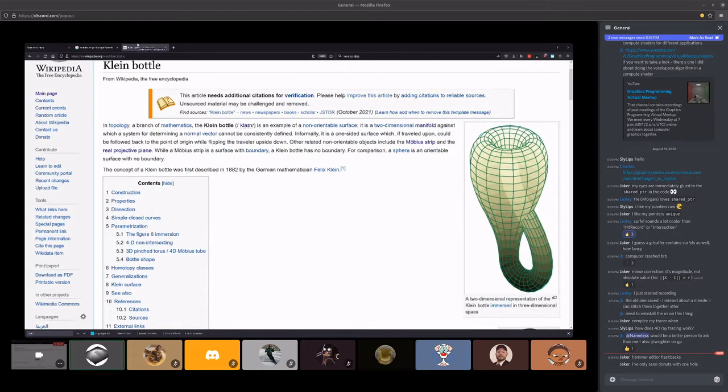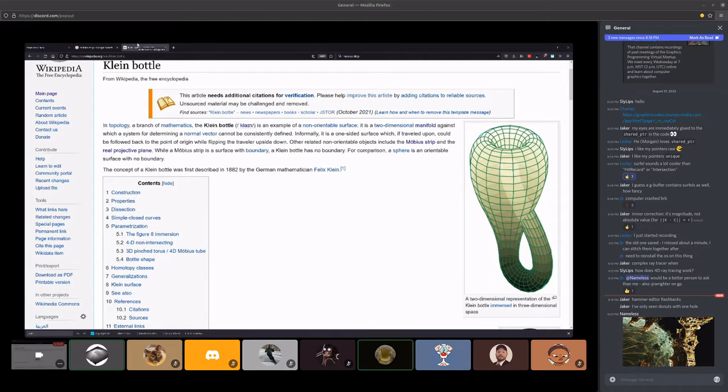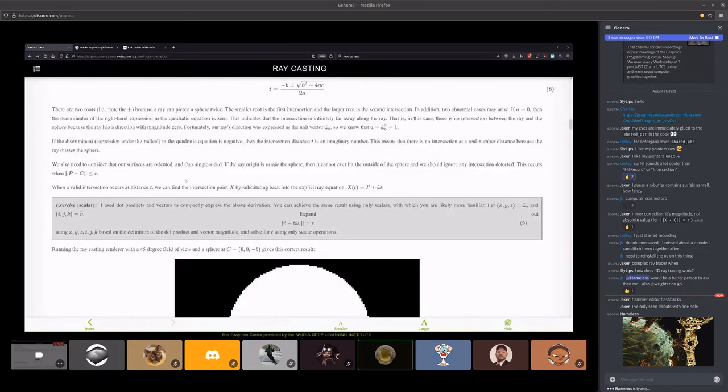So I think the way to describe what I was thinking of earlier is if you put a ray through it, it will always have an even number of intersections. Yeah, I know what you mean.